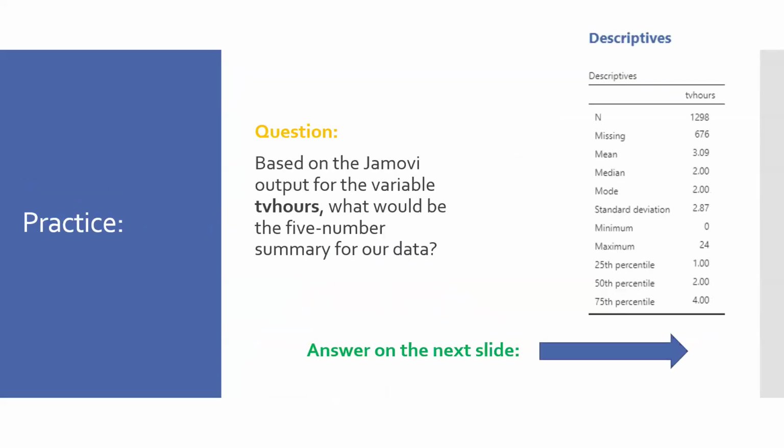Now, based on the Jamovi output for the variable TV hours, what would the 5-number summary of our data be? I'll take a pause, let you pause the video if you need to check it and see if you can get it on your own. If not, we're going to keep going.